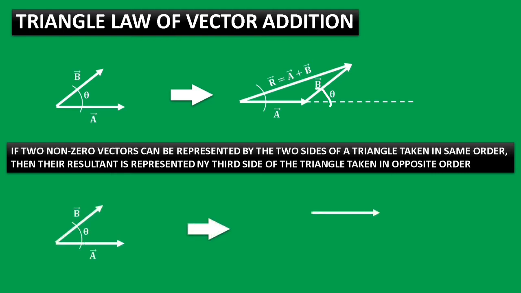Let's move to the subtraction of the vectors. For subtraction, we have to take any one of the vectors in the negative direction. Here I am taking the vector B bar in the negative direction. The angle between these two vectors be theta. The third side of the triangle represents the resultant, that is R bar equals A bar minus B bar.